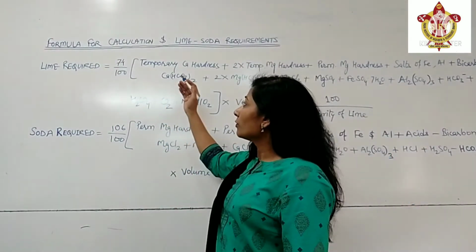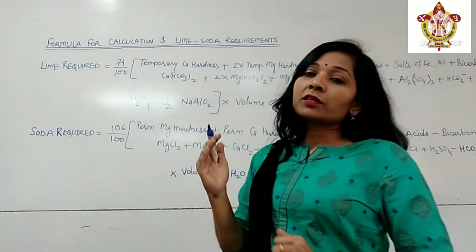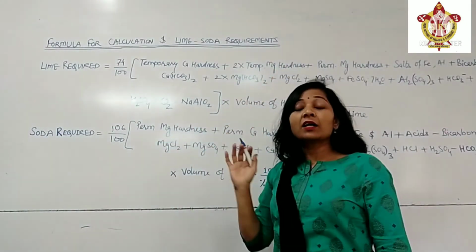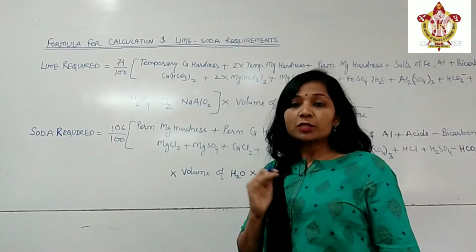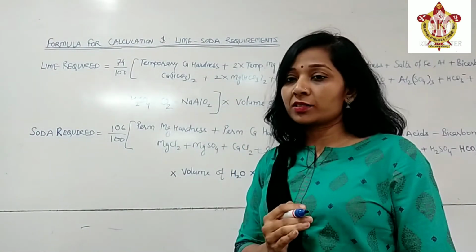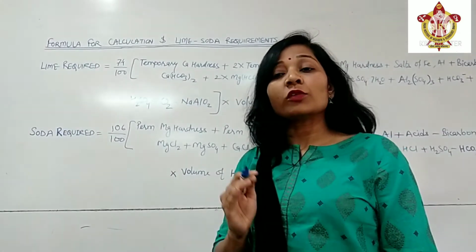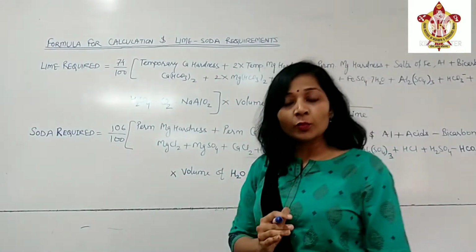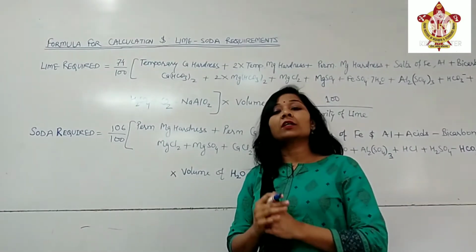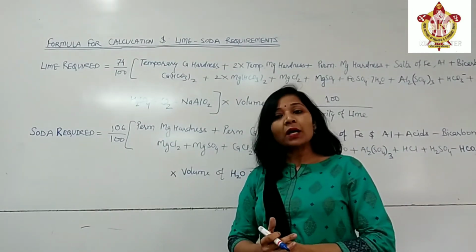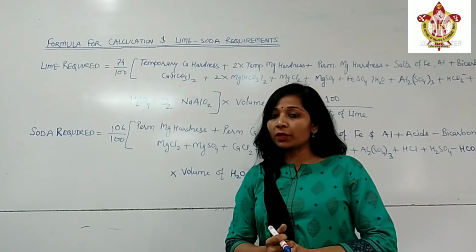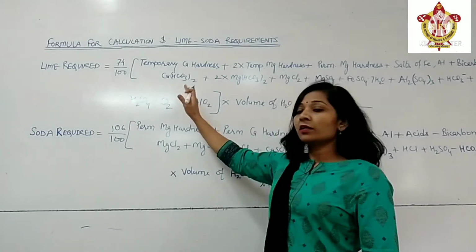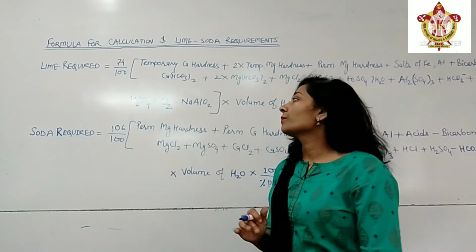In this formula, the values which are put in these places must be converted into calcium carbonate equivalents. The hardness is always present in the form of calcium carbonate equivalents. So the values given in the question must be first converted into calcium carbonate equivalents by multiplying their quantity with the multiplication factor. Then they must be put in this formula.